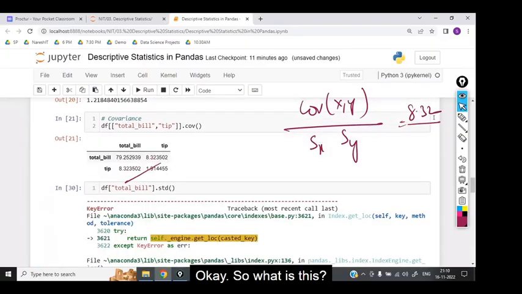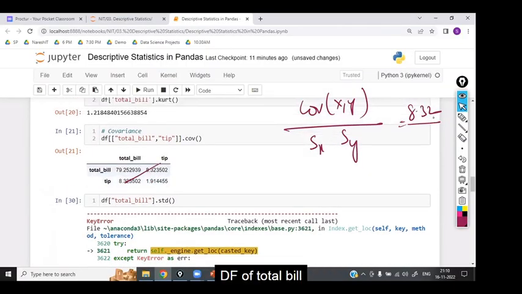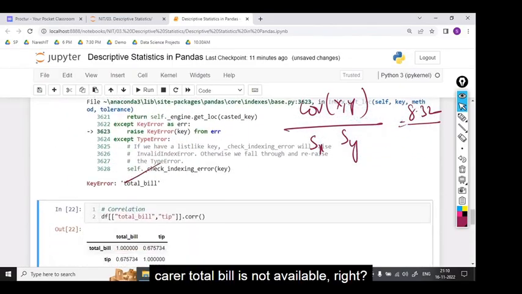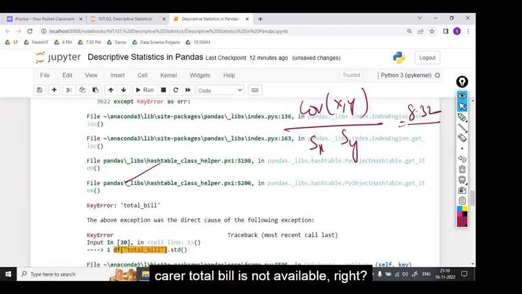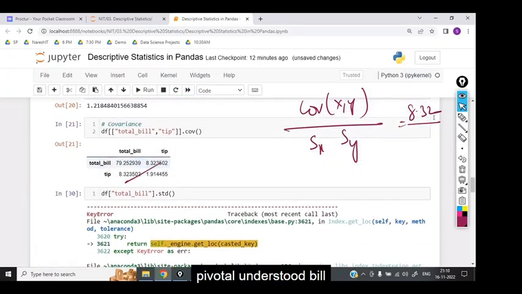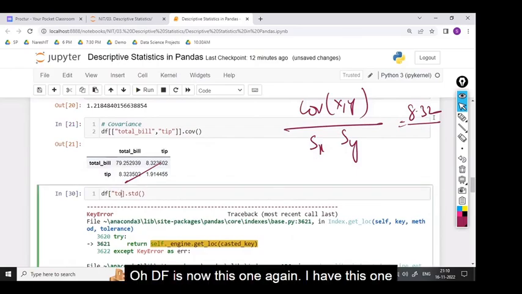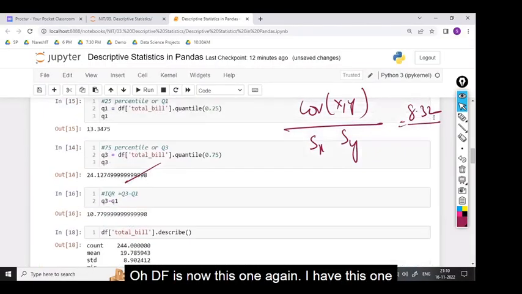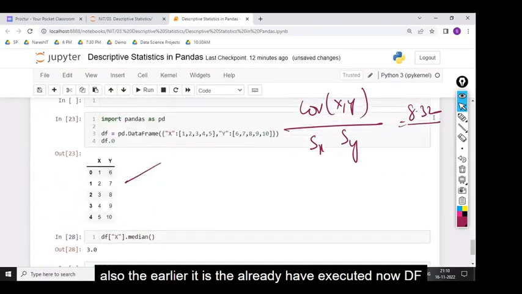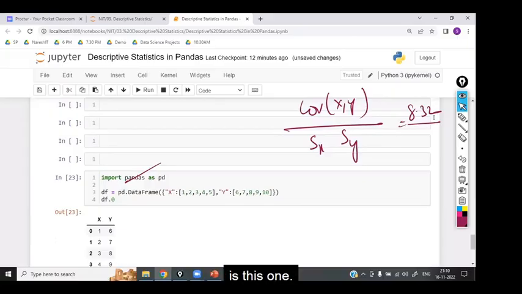Okay, so what is this? df of total bill. KeyError: total bill is not available. Why? total underscore bill. Oh, df is now this one. Again, I have this one also. Earlier it was df, I had already executed df. Now df is this one.